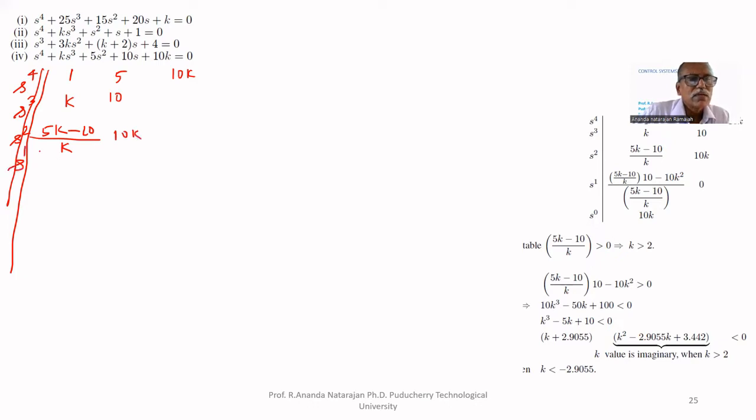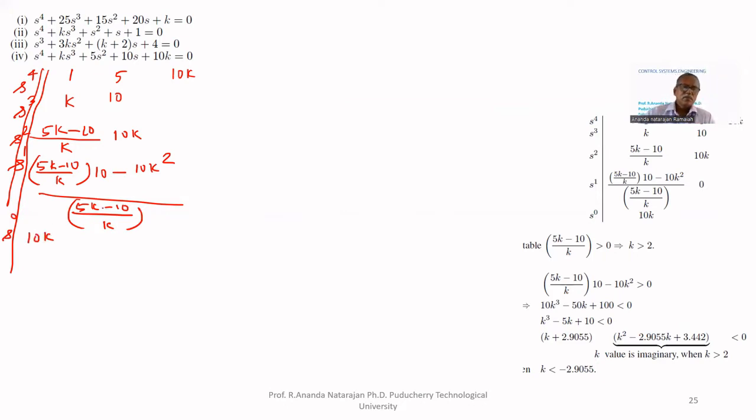S power 1: (5K minus 10) upon K multiplied by 10 minus 10K square, upon (5K minus 10) upon K. S power 0 is 10K. So what are the conditions?